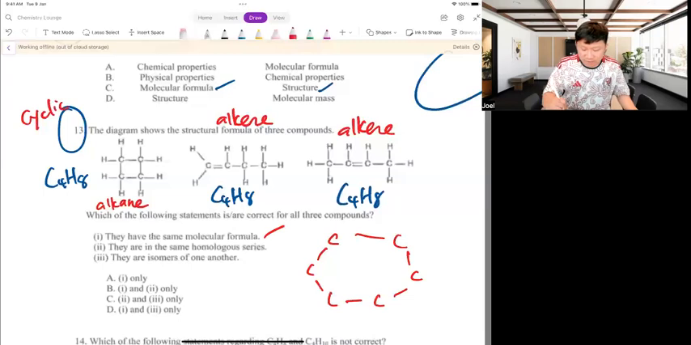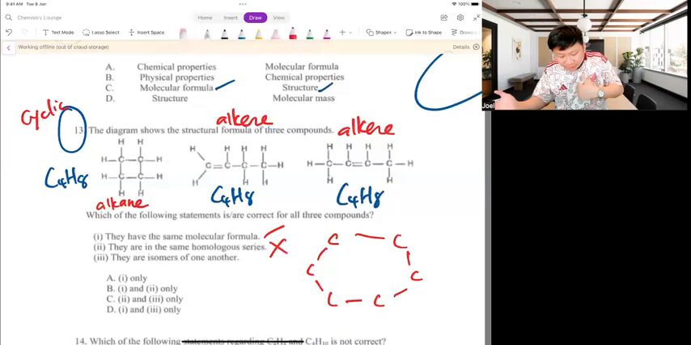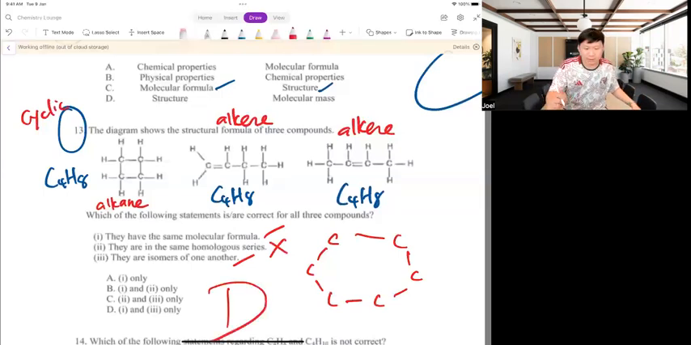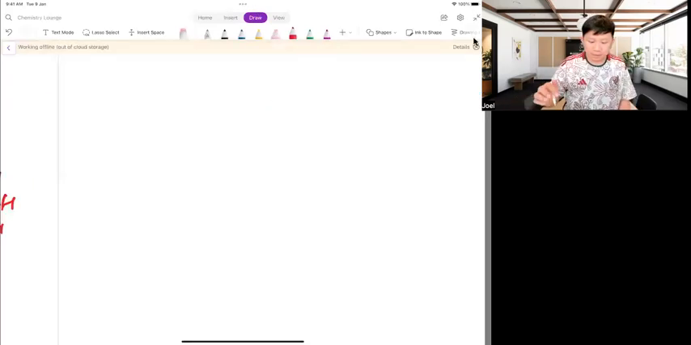Same. Same homologous series? No, because one is alkene, one is alkane. Isomers? Yes, they are isomers, right? All C4H8. So you learn something from this also. Isomers need not be all alkenes or all alkanes. Most of the time they are, but this one is not. Follow the definition: same molecular formula, different structure. So alkenes also have isomers.